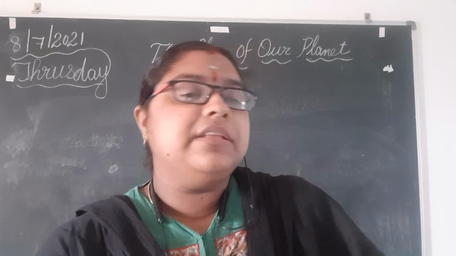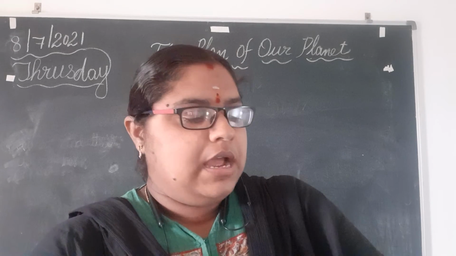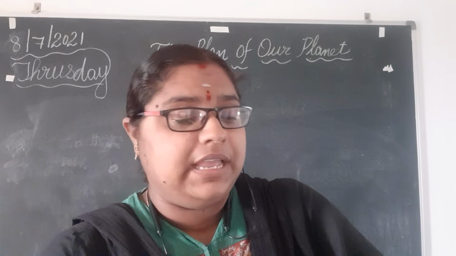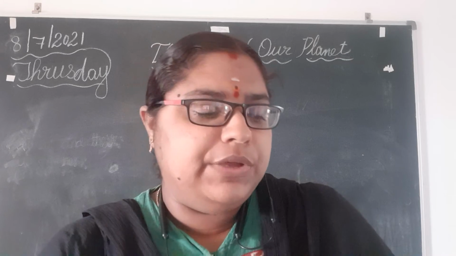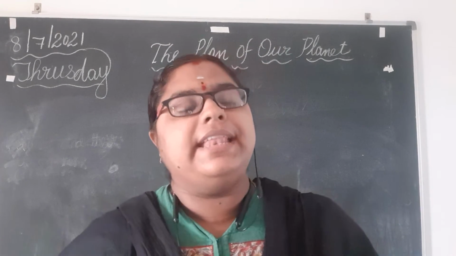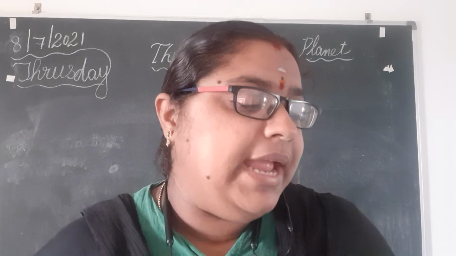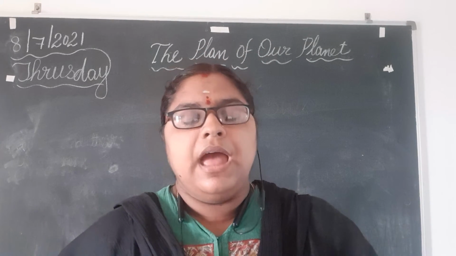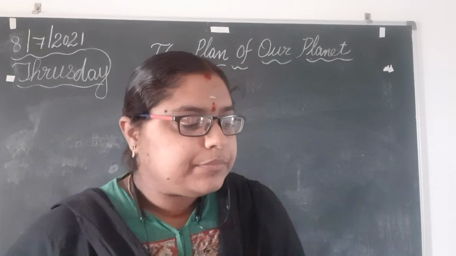Now see the glossary, all of you, page number 13. Compass rose: it helps find directions when using a map. It helps to see the directions on the map. Highway: a main road that connects towns and cities. What is a highway? The main road which connects cities and towns.